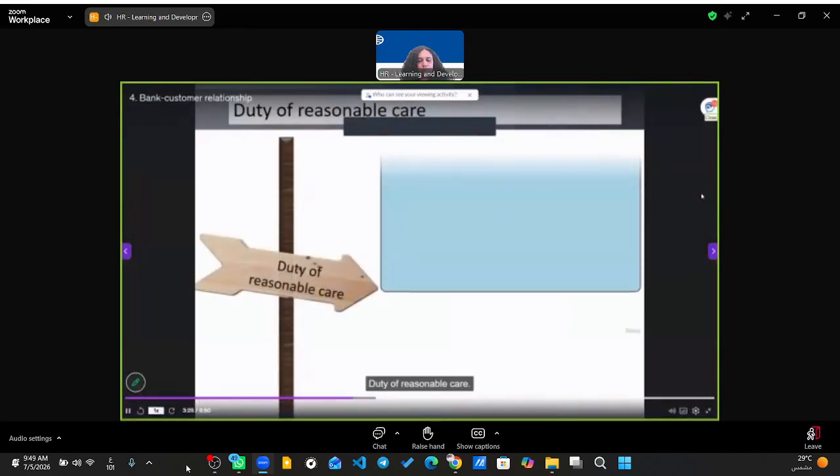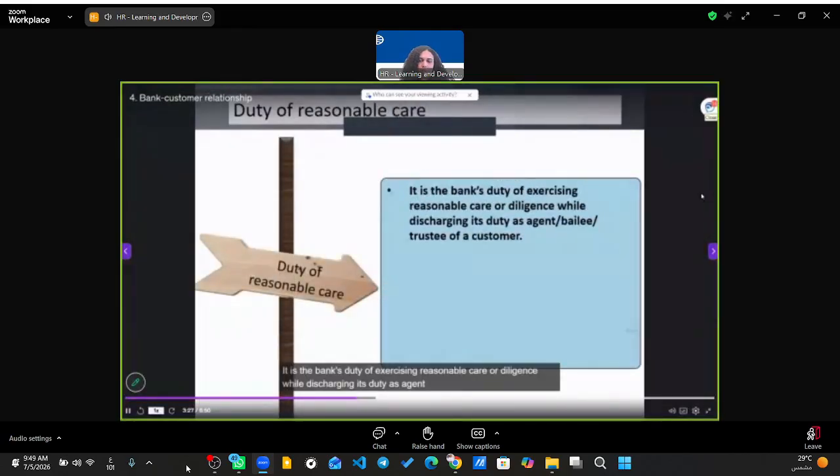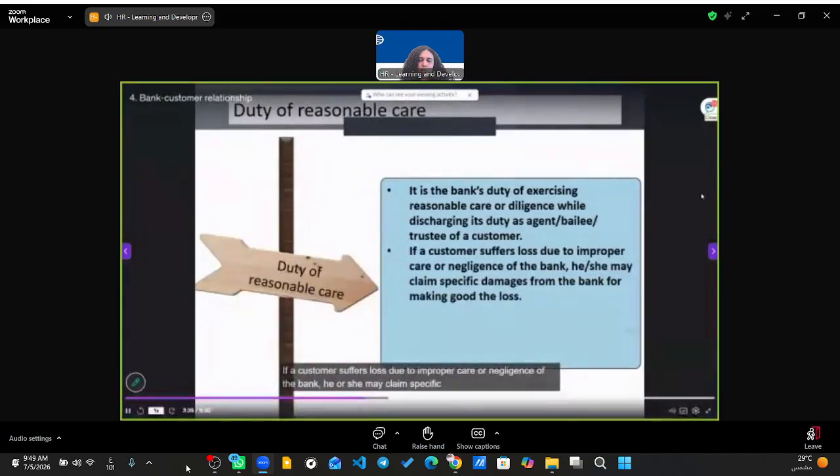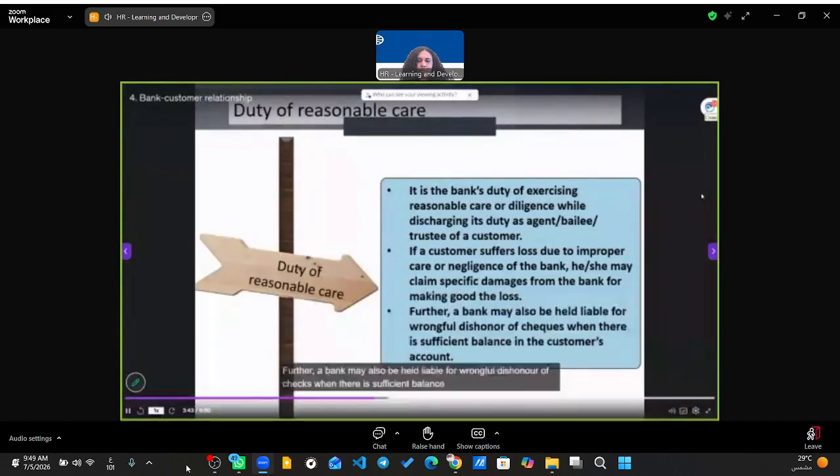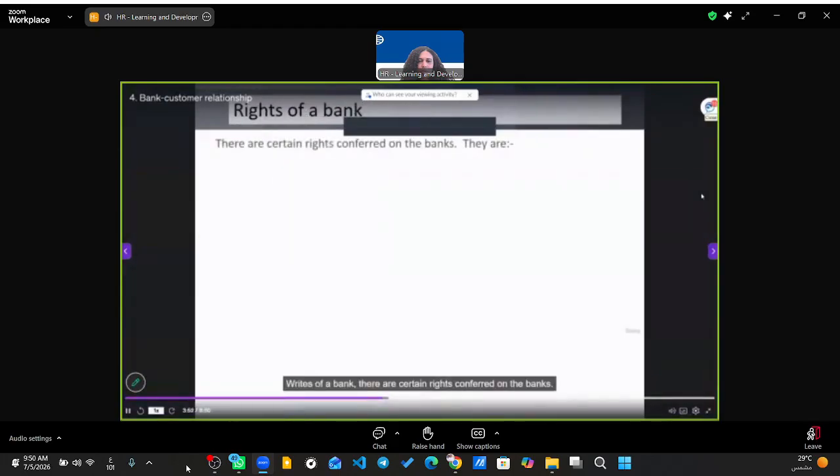Duty of reasonable care. It is the bank's duty of exercising reasonable care or diligence while discharging its duty as agent or bailee or a trustee of a customer. If a customer suffers loss due to improper care or negligence of the bank, he or she may claim specific damages from the bank for making good the loss. Further, a bank may also be held liable for wrongful dishonor of checks when there is sufficient balance in the customer's account.